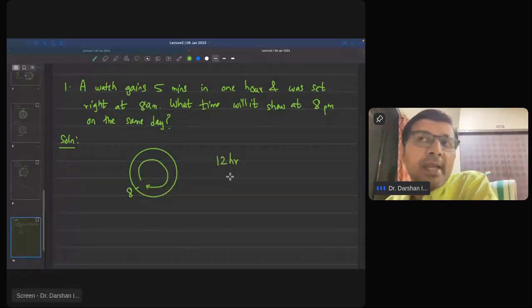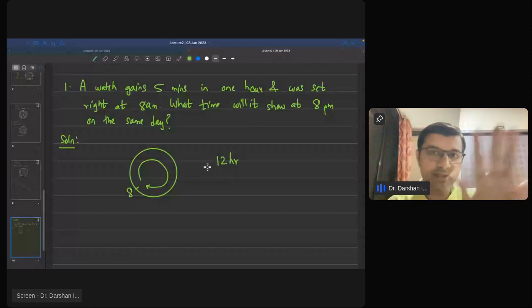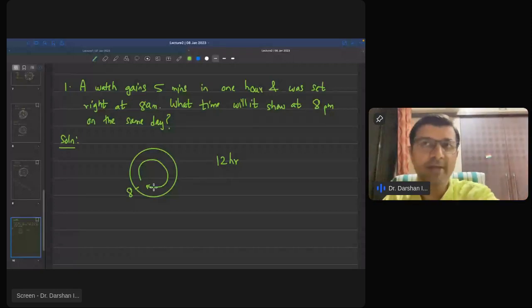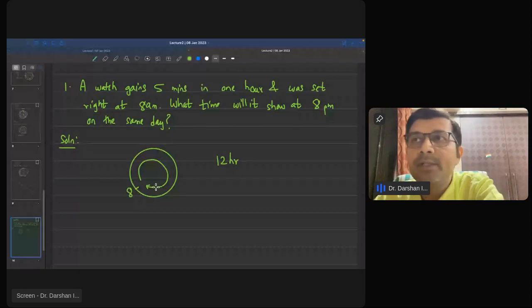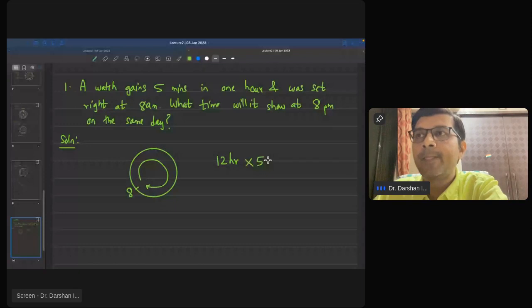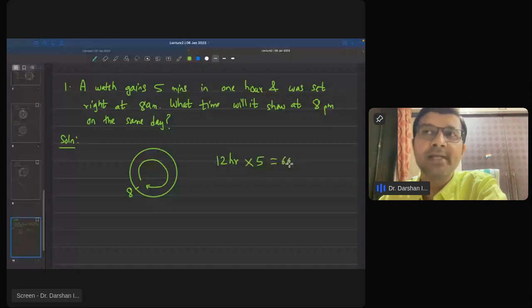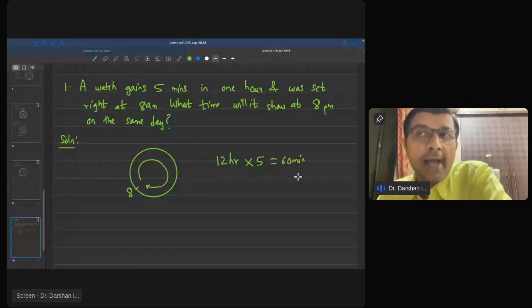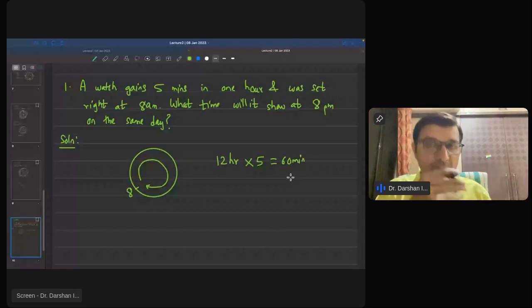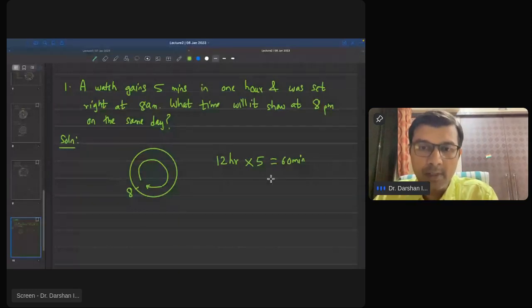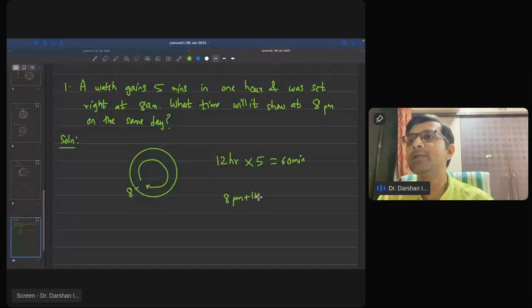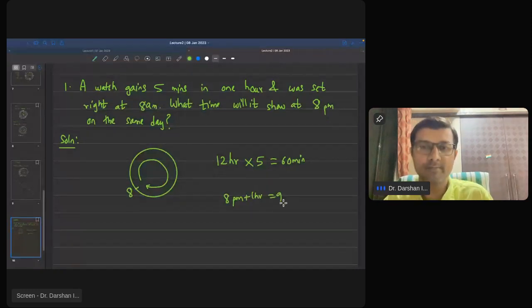But in every hour, it is running 5 minutes extra, right? In every hour, it is running 5 minutes extra. So in 12 hours, it will be running 12 into 5, which is 60 minutes additional. So ideally, a normal clock after 12 hours should show 8 p.m. But this clock is going to show 8 p.m. plus 1 hour, which is 9 p.m. Simple.